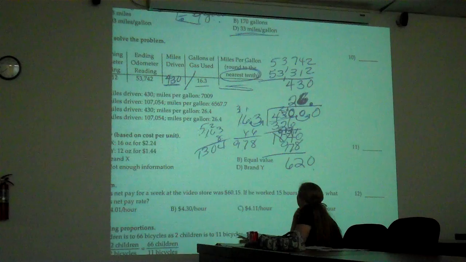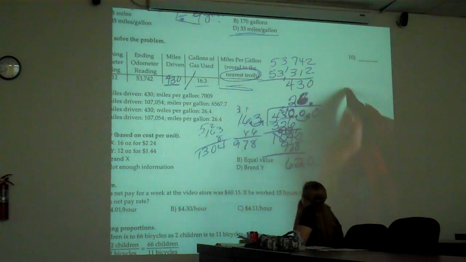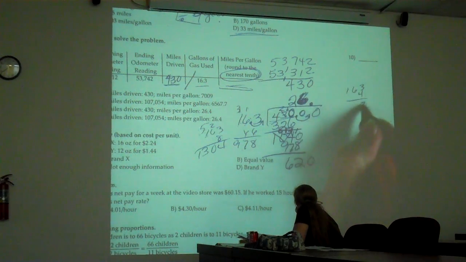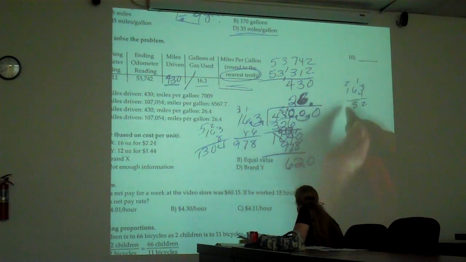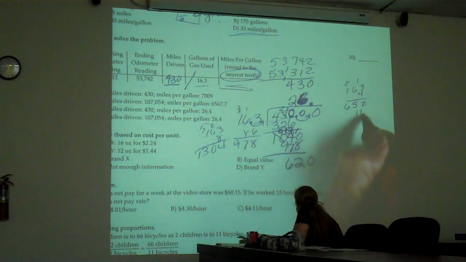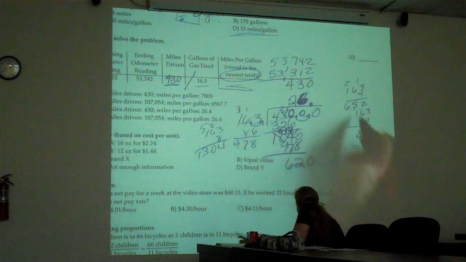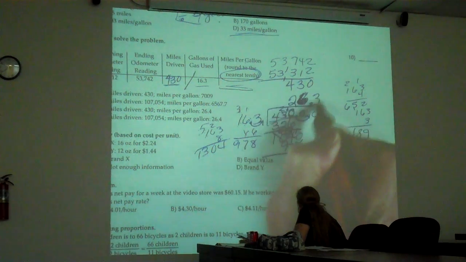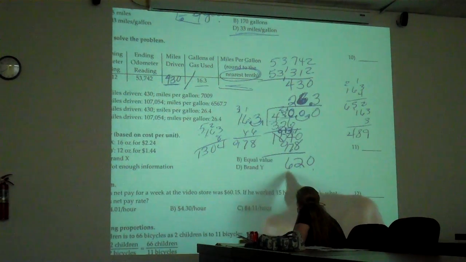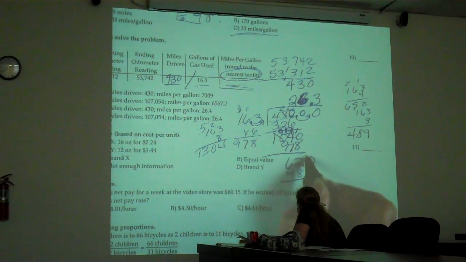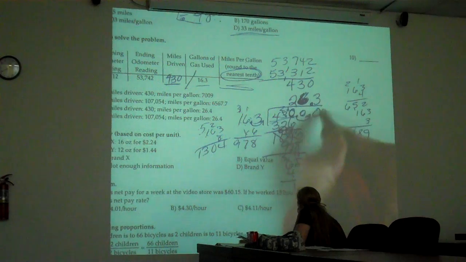Oh wait, I'm sorry. I was thinking about here, 3? Never mind. I got my numbers mixed up. It's too big for 4. 163 times 3. 18, 4. So it's 3. 3 times 163 is 489. Subtract. We need to borrow again. 121.